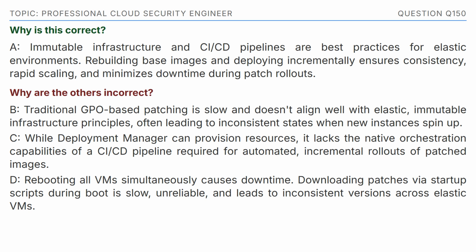B. Traditional GPO-based patching is slow and doesn't align well with elastic, immutable infrastructure principles, often leading to inconsistent states when new instances spin up. C. While Deployment Manager can provision resources, it lacks the native orchestration capabilities of a CI/CD pipeline required for automated, incremental rollouts of patched images. D. Rebooting all VMs simultaneously causes downtime. Downloading patches via startup scripts during boot is slow, unreliable, and leads to inconsistent versions across elastic VMs.